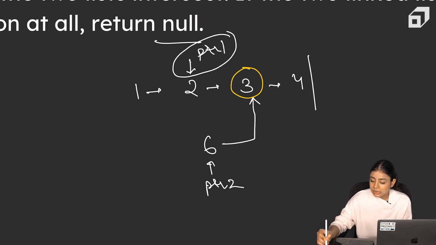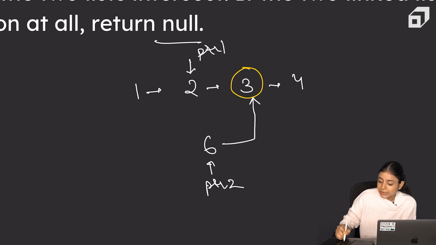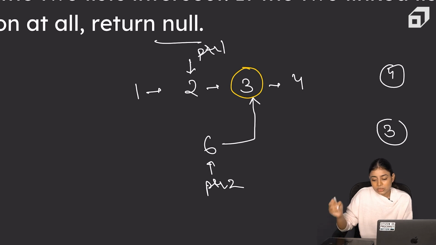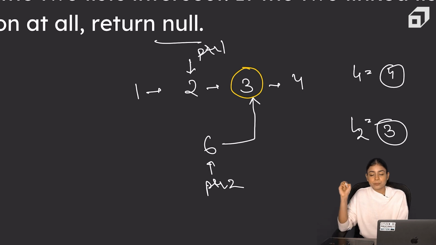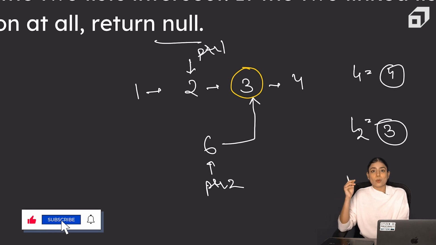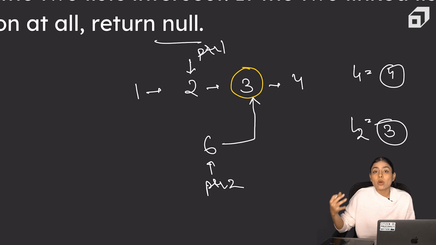Now again, there's an easy way to do that. First of all, I need to find the lengths of both of my linked lists. So my first linked list has 4 nodes and my second linked list has 3 nodes, right? Let's call these L1 and L2, length 1 and length 2. Now I don't need to move both pointer 1 and pointer 2, right? Whichever is the longer linked list, I only need to move the pointer for that. So in this case, the first linked list is longer.